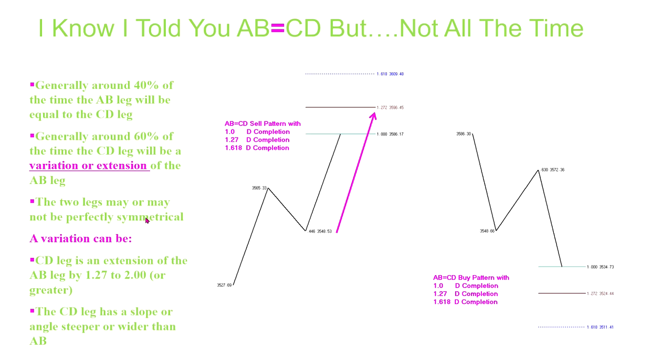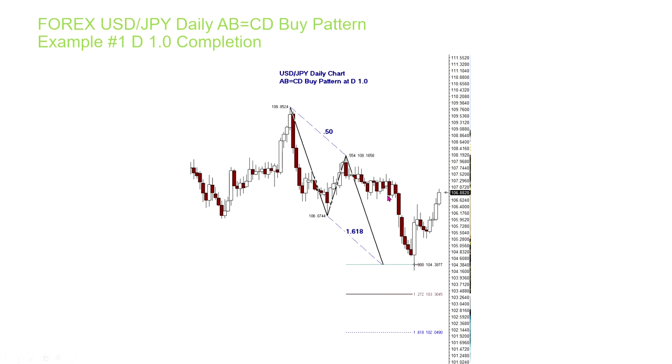So here's something else on the variation. That CD leg can extend, as I mentioned, to that 127, 1618. There's also the 0.77 in there. So we get that extension on either the buy or the sell pattern. Here are some of the tips on that. And slopes and angles, the proportion, are important as well.